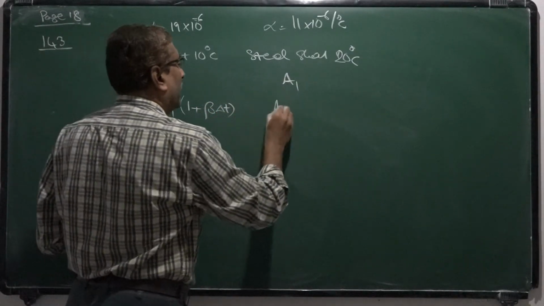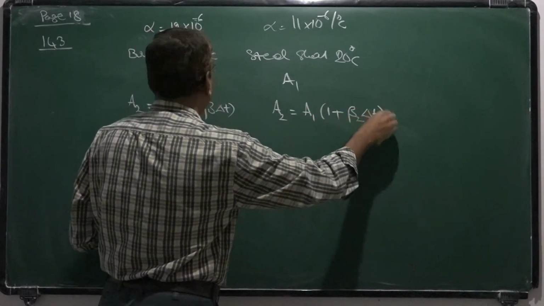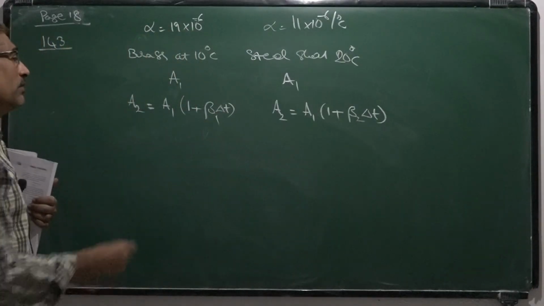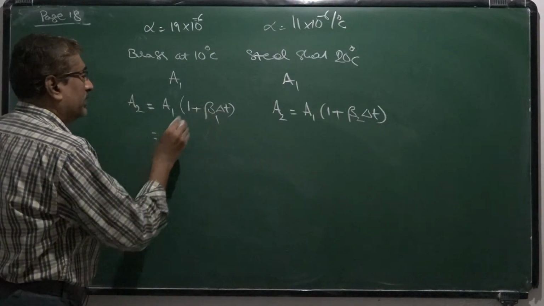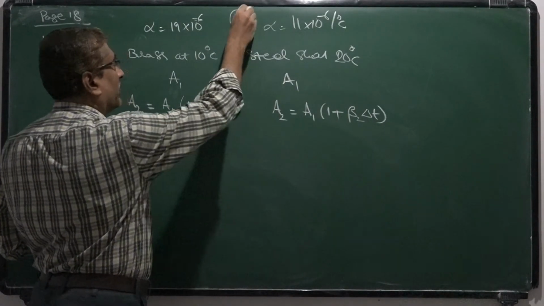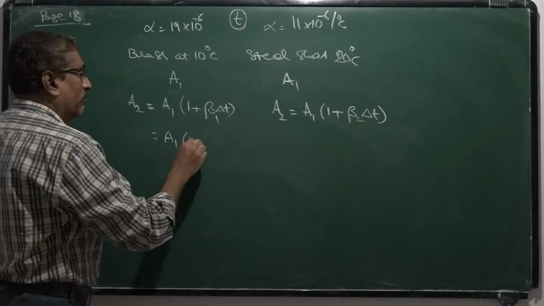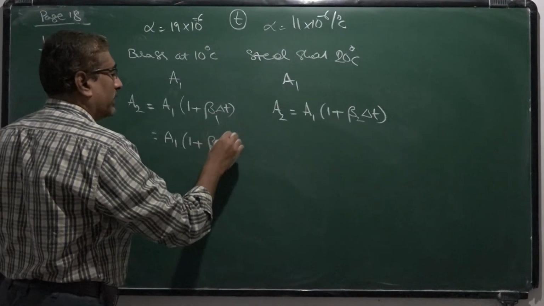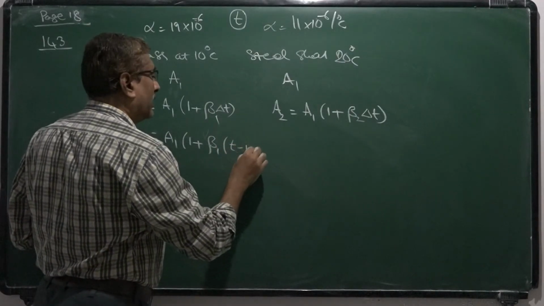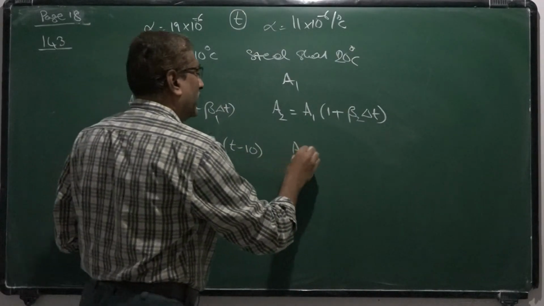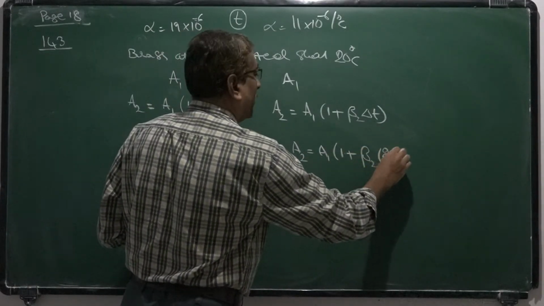And for this, A2 is equal to A1 (1 plus beta 2 delta T). Now for the final state, at a particular temperature, assume that the common temperature is T, at which both of these possess the same area. So we can write A1 (1 plus beta 1 delta T), that is T minus 10, and here it is A1 into (1 plus beta 2 into 20 minus T), assume like that.